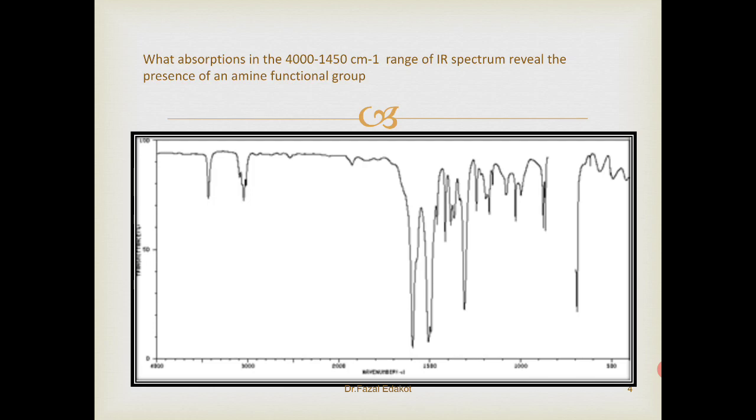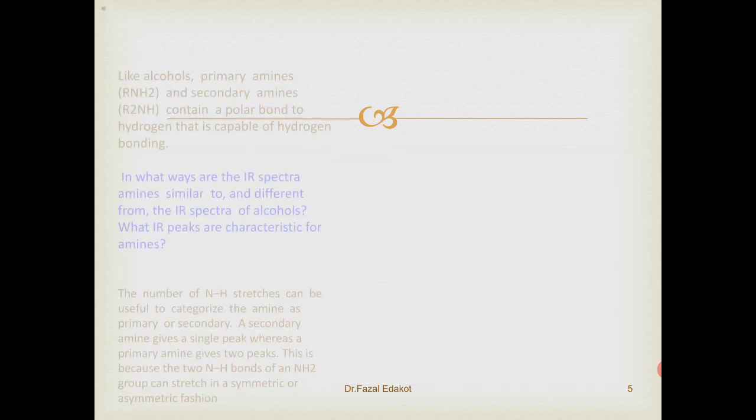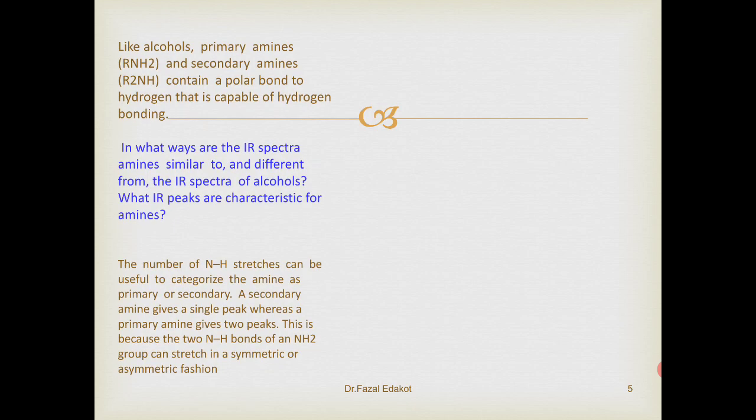Let us talk about the striking points about the amine group. Like alcohol, primary amines, NH2, and secondary amines, R2NH, contain a polar bond to hydrogen that is capable of hydrogen bonding. In what ways are the IR spectra of amines similar to or different from the IR spectra of alcohols? That's what we are discussing. What IR peaks are characteristic for amines?